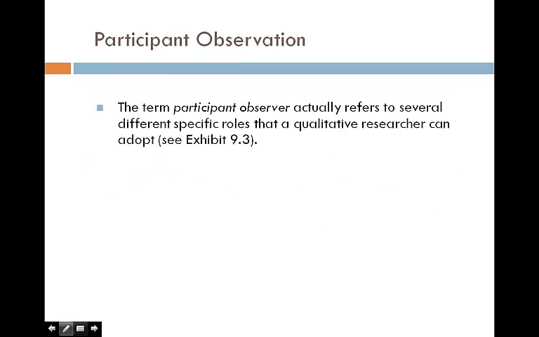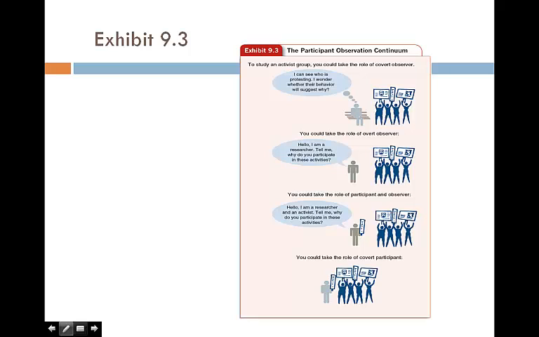The term participant observer actually refers to several different specific roles that a qualitative researcher can adopt. You can see this picture. The first is called covert observer, meaning that you observe but no one knows what you are doing, so your role is hidden. The second is called overt observer, meaning that everyone knows who you are, but you are not a participant, you simply observe.